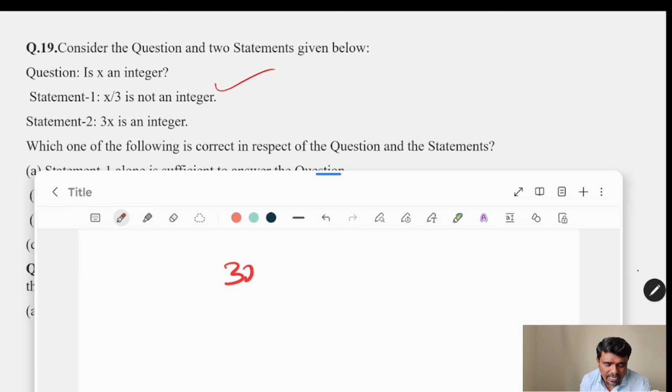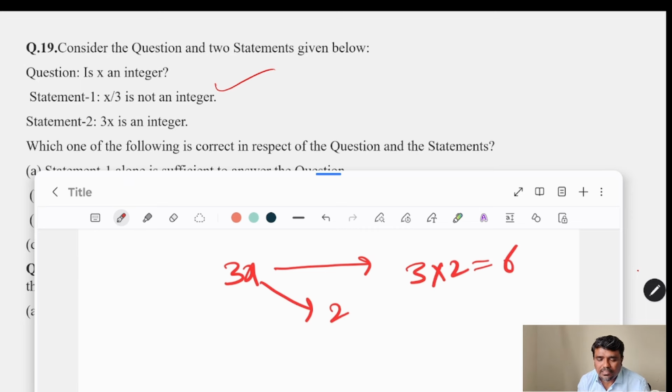So here, 3x is an integer. See, for example, let me say x equal to 2. So 3 into 2 which is 6. Yes, that means 3x is an integer and x is an integer. X I took as 2.